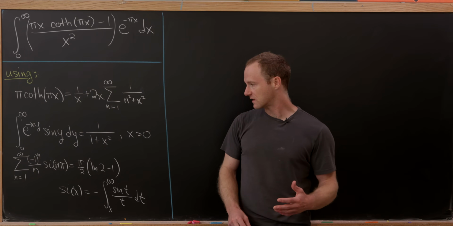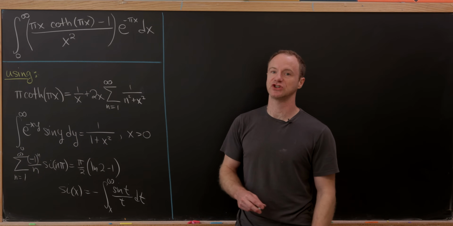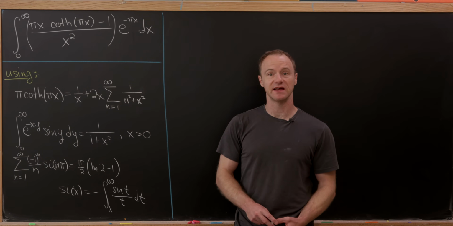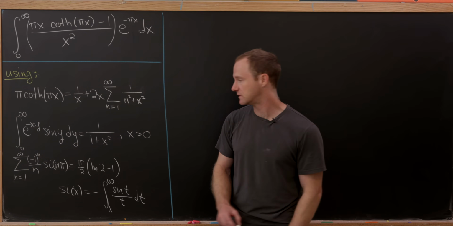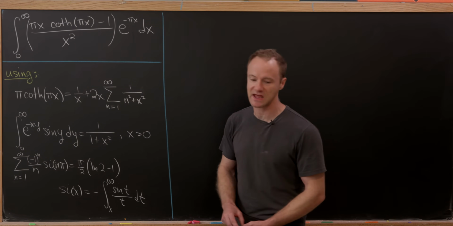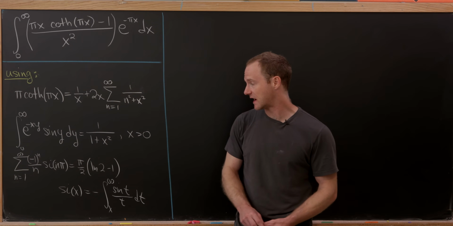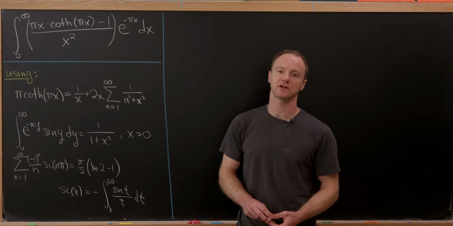And then finally, the result that we haven't seen on the channel before, but we will use, is this one. It says that the sum as n goes from 1 to infinity of (minus 1) to the n over n times Si of n pi is equal to pi over 2 times the natural log of 2 minus 1.